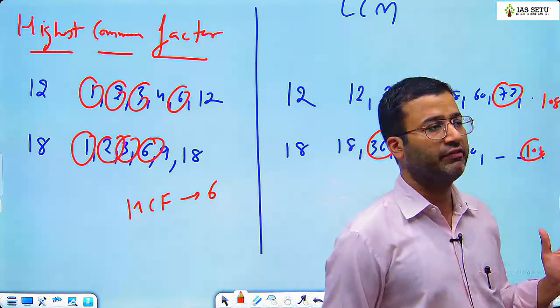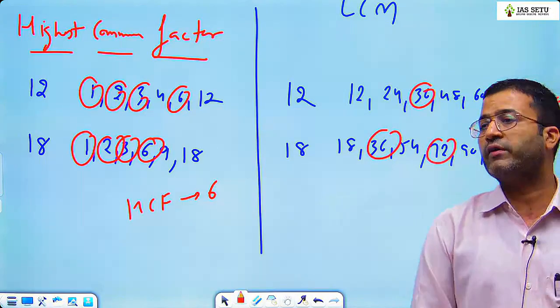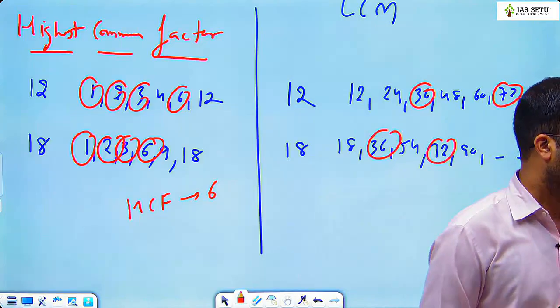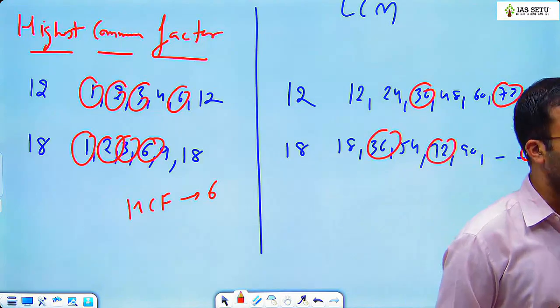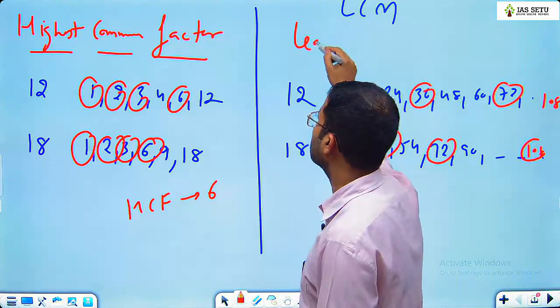The three words clearly define it. Factors, out of the factors the common factors, out of the common factors the highest common factor is HCF. These three words clearly define what HCF is. Similarly, LCM stands for least common multiple.